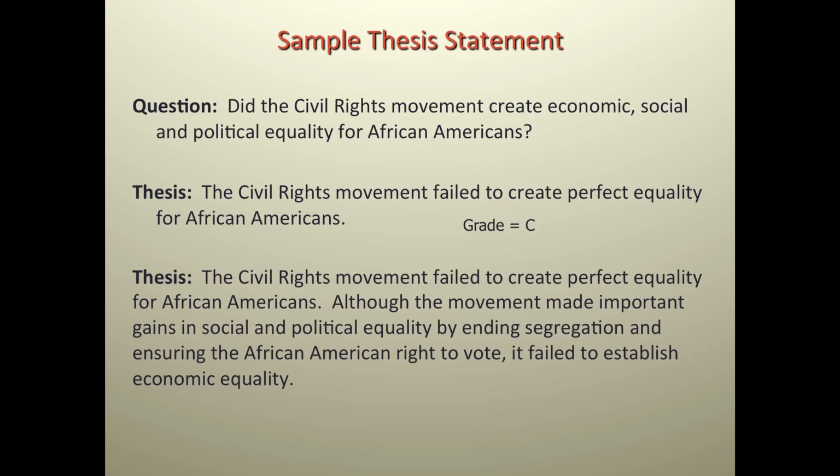Now here's a better thesis statement. The civil rights movement failed to create perfect equality for African Americans. And then the student goes on to elaborate or explain this in more detail. Although the movement made important gains in social and political equality by ending segregation and ensuring the African American right to vote, it failed to establish economic equality. Now, this is an excellent thesis statement that would earn a grade of an A.